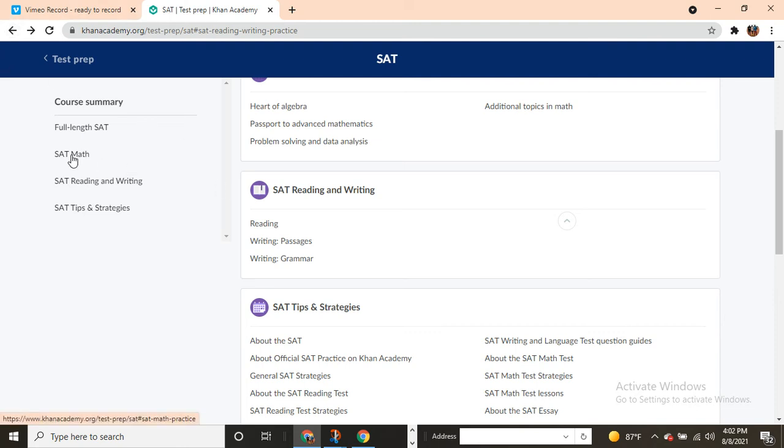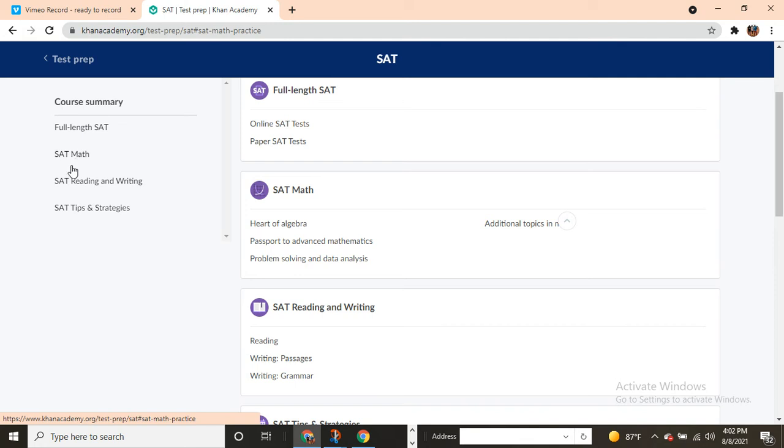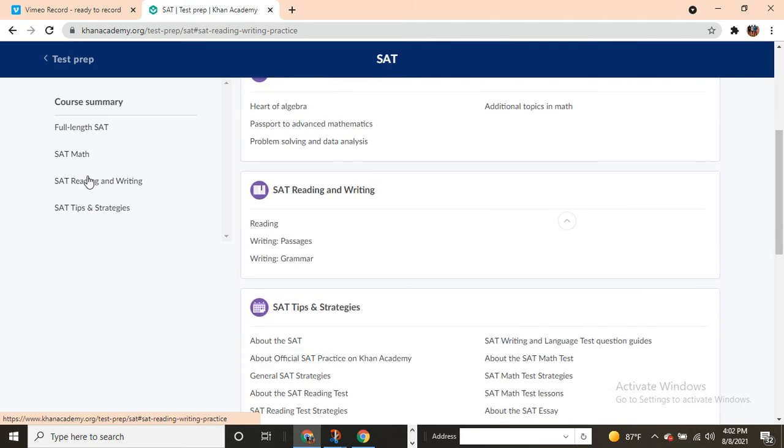If you want maths, you just click on maths. In maths, mostly they test algebra, advanced mathematics, problem solving, and data analysis. If you want things about reading and writing, I've shown you guys. They test mostly about passages and also grammar.